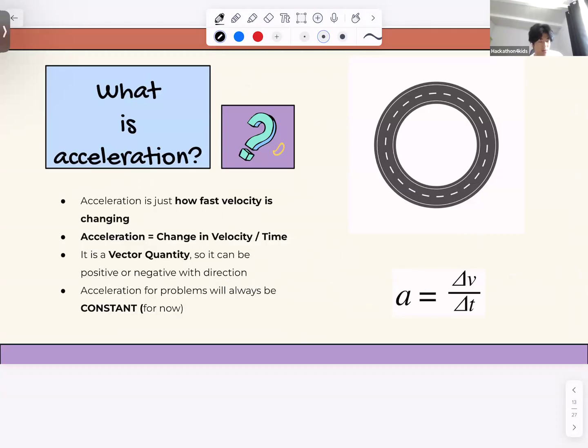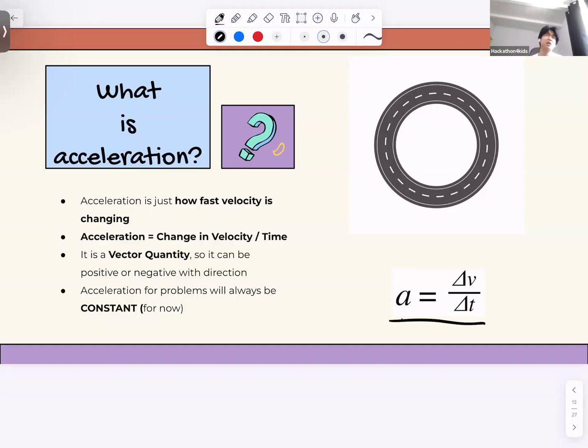Okay. Let's introduce you guys to the concept of acceleration. What is acceleration? Acceleration is just how fast velocity is changing. Okay. So what is the formula for acceleration? Acceleration is just equal to the change in velocity over the change in time. Okay, as seen from this formula, it is a vector quantity, so it can be positive or negative with direction.